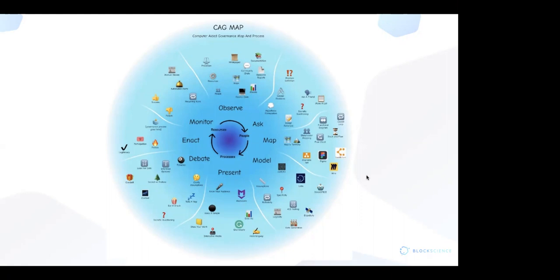So it's very important to understand that in any social system, there is governance. It's an infinitely recursive process. And the CAG map here, computer-aided governance map and process, explores one way we might think about that. Okay, so next slide.